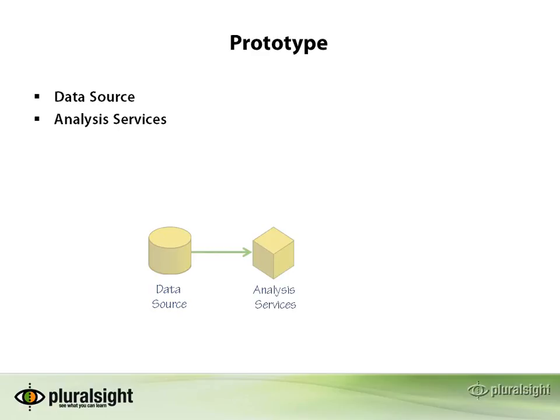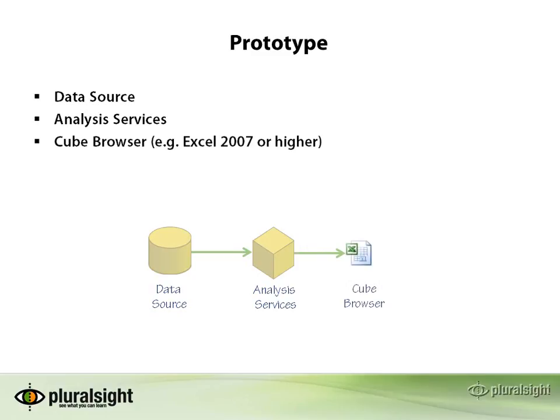If this is just a prototype, we could use the Developer Edition, but if we think the prototype will evolve into a permanent solution, we can use either Standard Edition or Enterprise Edition, depending on which features we'll need to implement. I'll point out Enterprise Edition features where applicable throughout this course. Then we'll have some client tool for browsing the cube. For prototyping purposes, Excel 2007 or higher is usually sufficient.